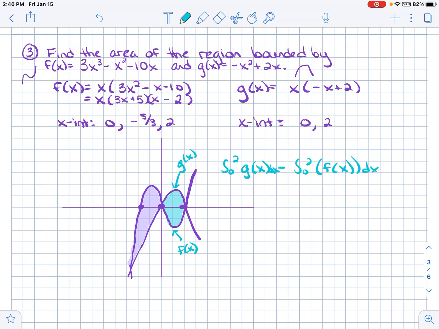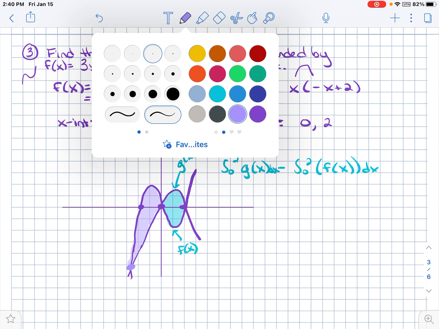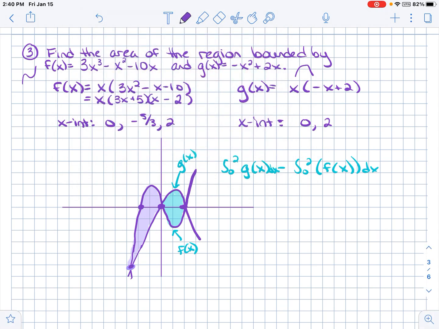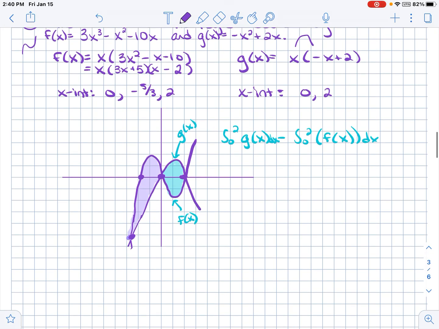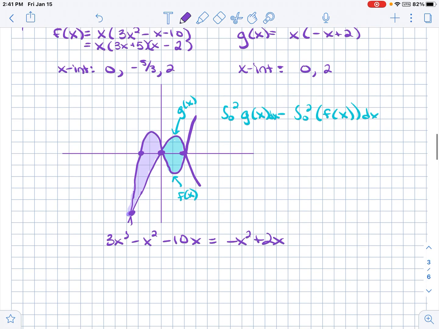You're okay with that. But we have an issue on this purple region now, because on the purple region, I don't know exactly where we're starting. I don't know what that point is down there. So some algebra that we can do to figure out where these two graphs intersect is we can set them equal to each other. So I can set 3x cubed minus x squared minus 10x equal to negative x squared plus 2x. Because I know when those two are equal is when they're going to intersect.